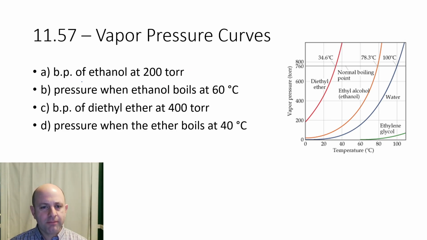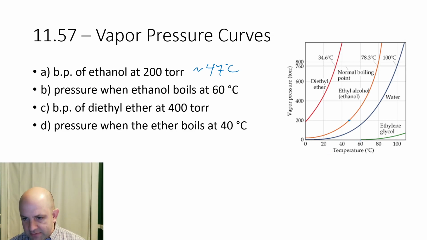So here it says, what would the boiling point of ethanol be at 200 torr? All right, so here's 200 torr. We just follow that to the left until we find the ethanol curve, which is the orange one. So it's right about there on the graph. And I'd say, okay, that midpoint's going to be 50, so I'm going to say that's about 47 degrees Celsius, roughly.